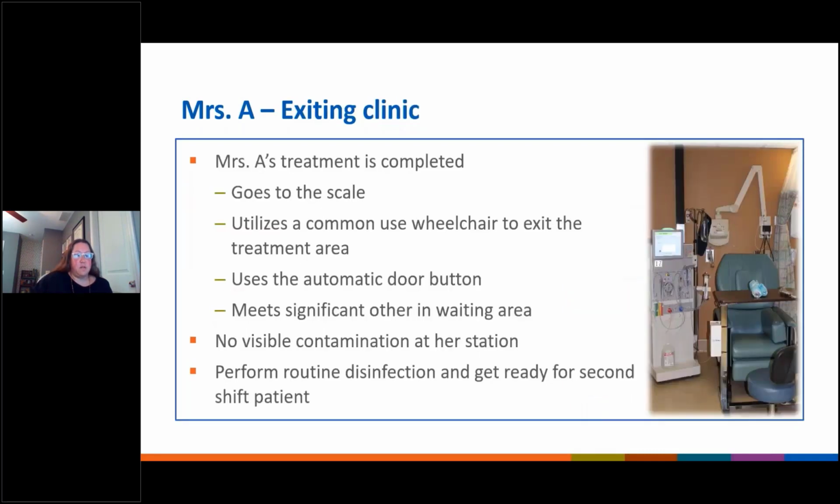When Mrs. A's treatment is finished and her standing blood pressure is stable, she heads back to the scale. Mrs. A lets the tech know her weight and sits down in a common use wheelchair to wait. This is usual practice for her, as the treatments leave her feeling tired. Mrs. A independently wheels herself out of the treatment area, pushing the automatic door button to get to the waiting room. Her significant other is waiting, and they exit the building.